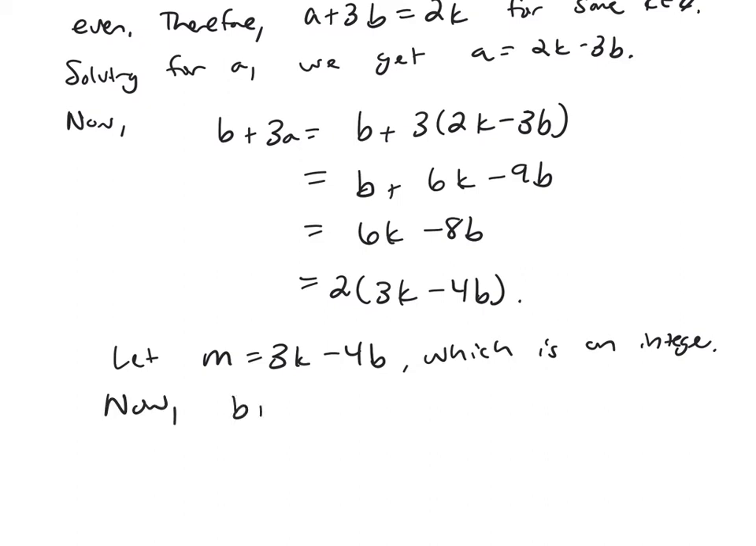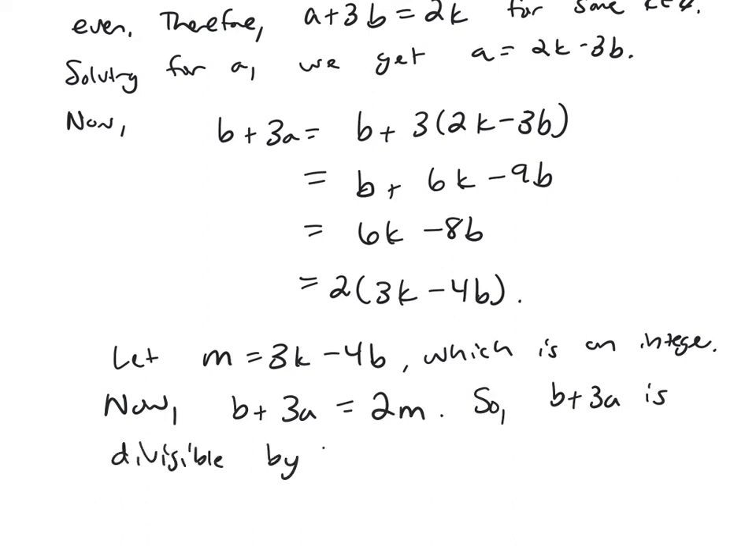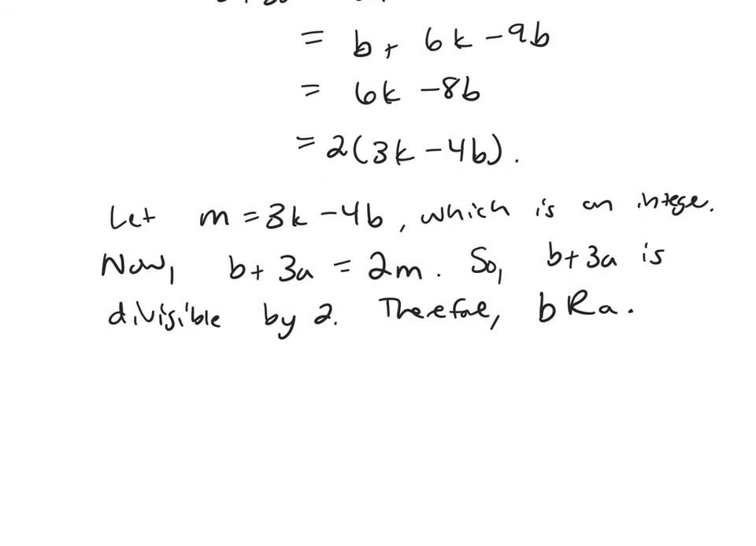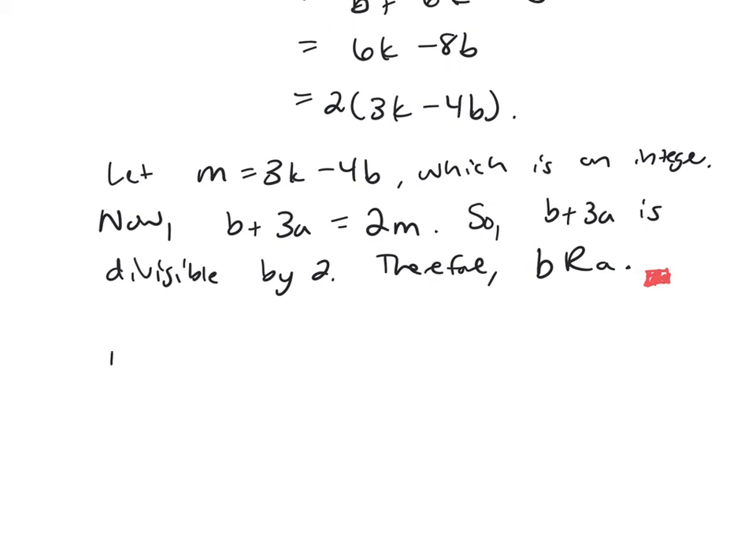Now, what do we have? We have B plus 3A equals 2 times M. So B plus 3A is divisible by 2. Therefore, B is related to A. So we've proven that the relation is symmetric. So the last thing we need to do is prove that R is transitive.